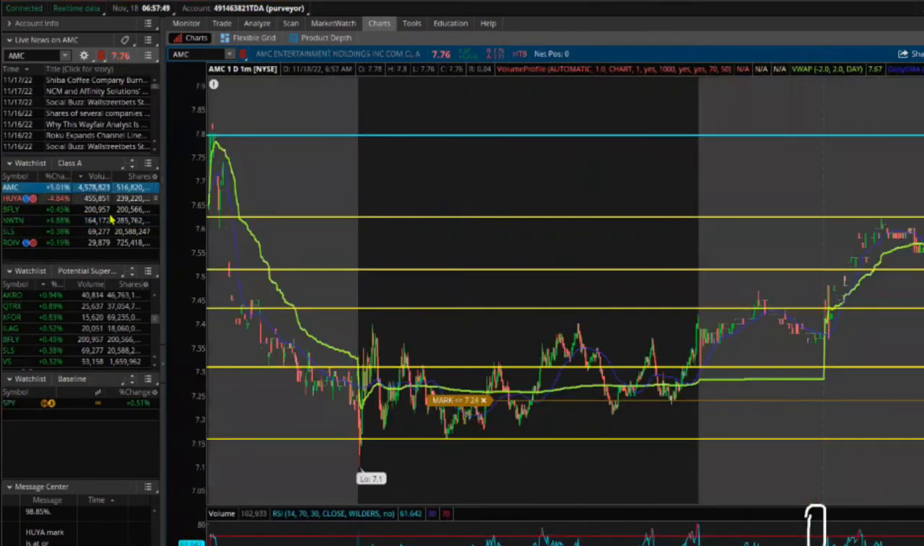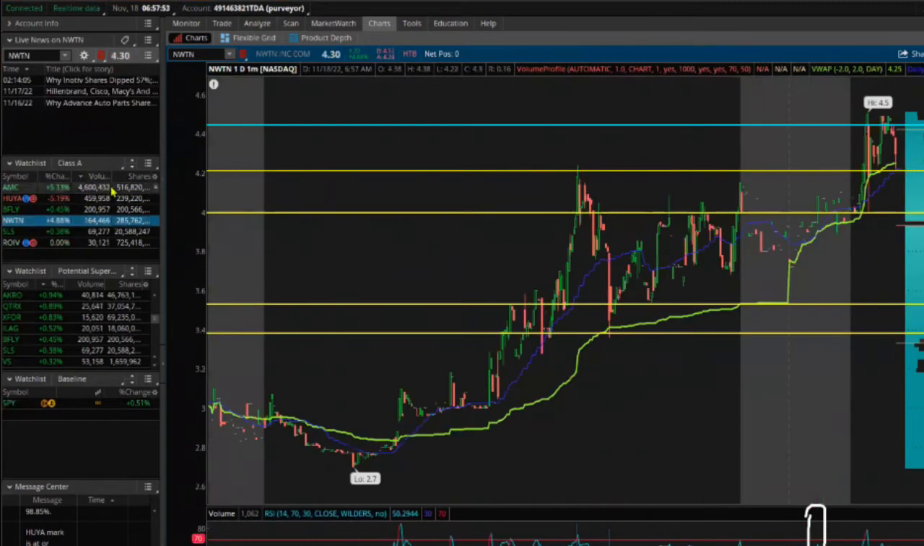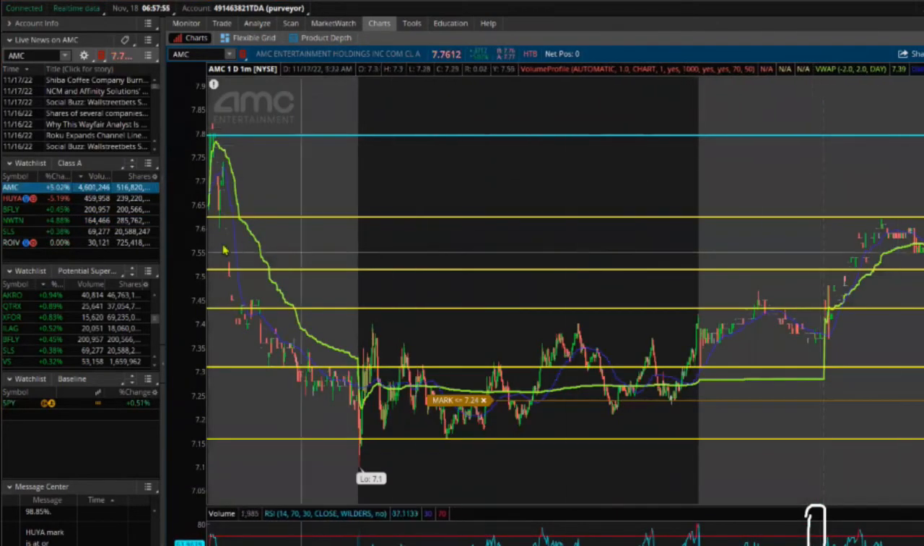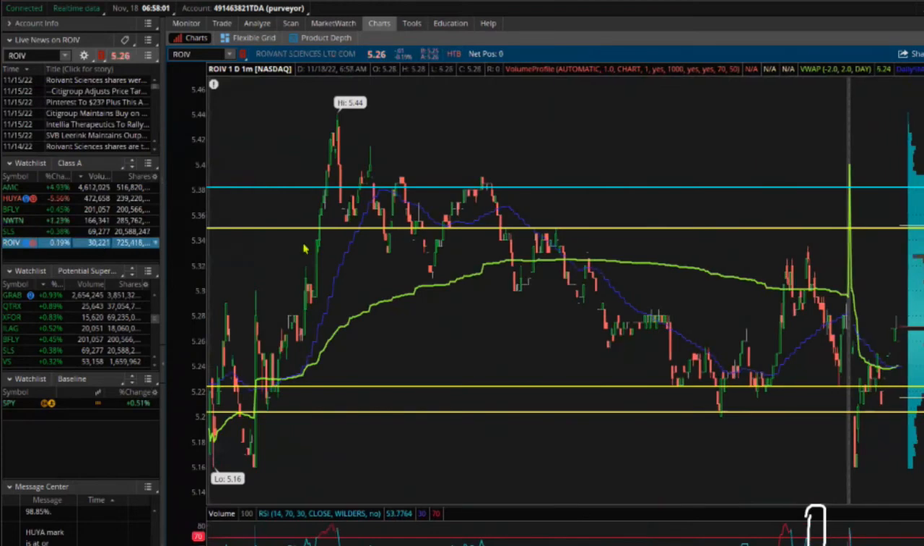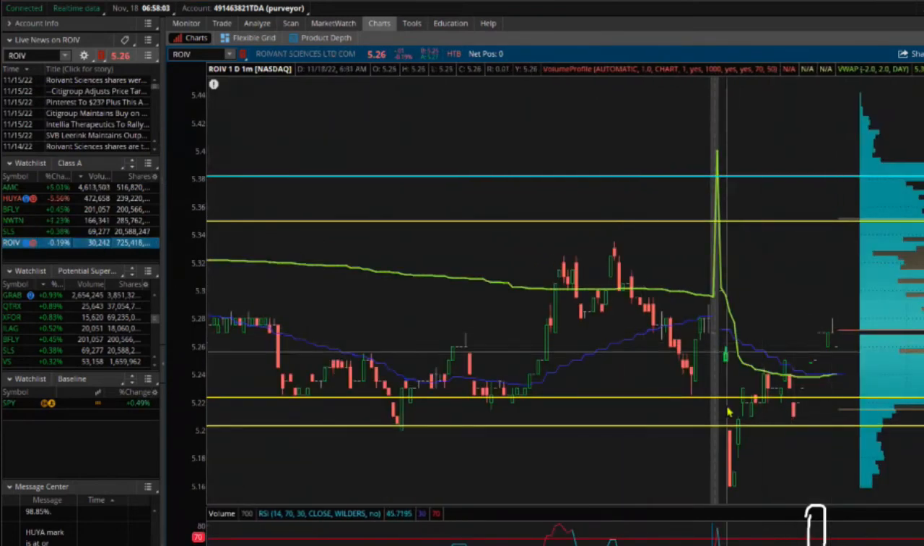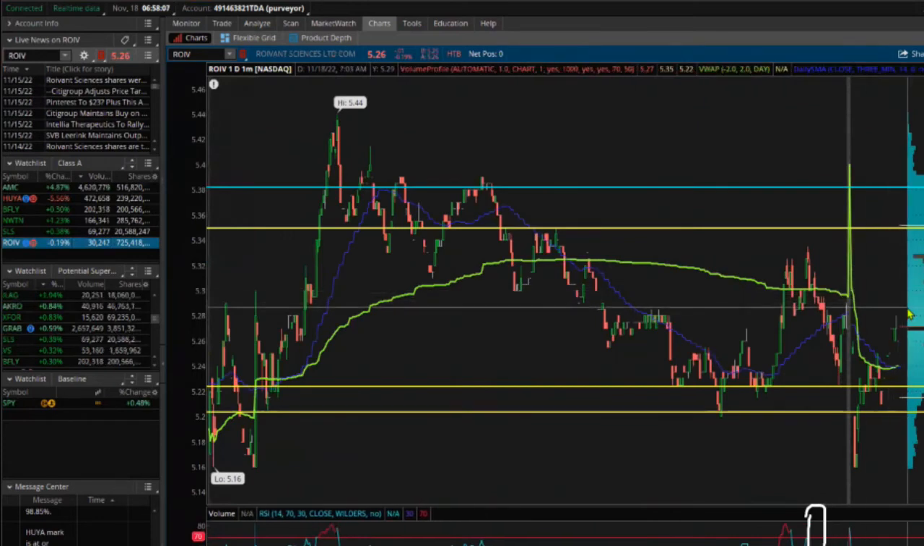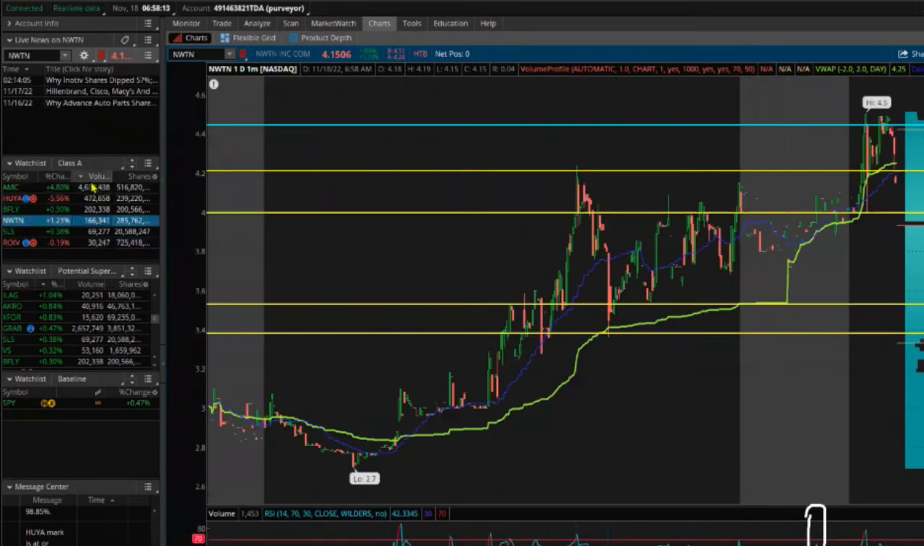So our top three for today were AMC, NWTN. Oh, AMC is going to hit profit target 2. NWTN, it's already hit profit target. And then ROIV, which actually came below here and now is at profit target 1. But that's besides the point.